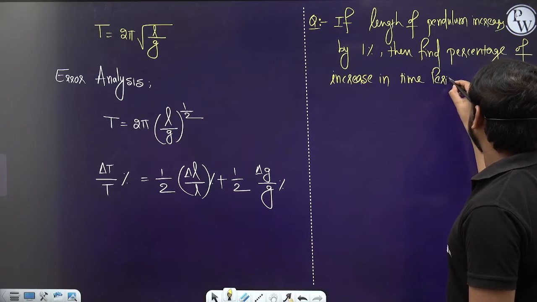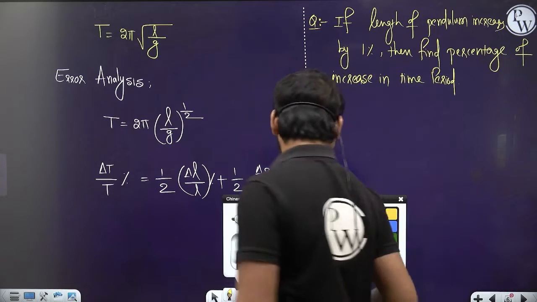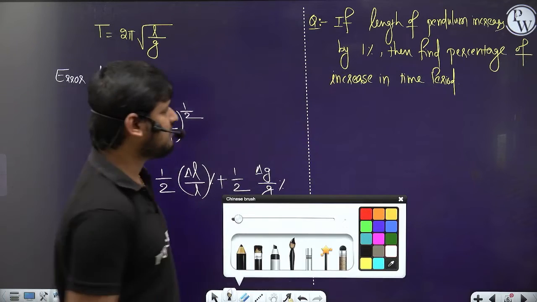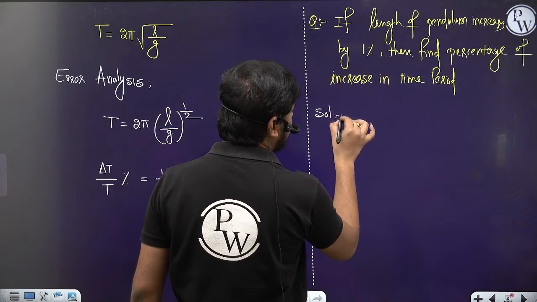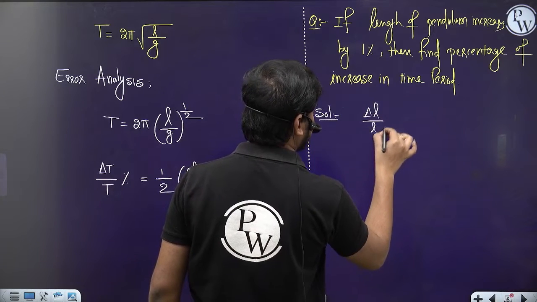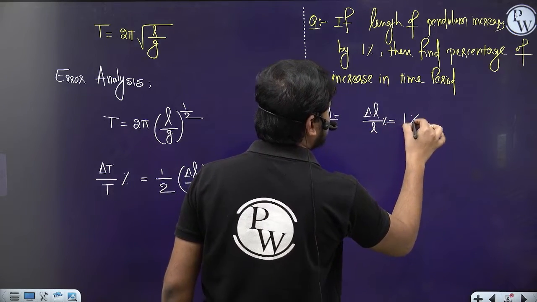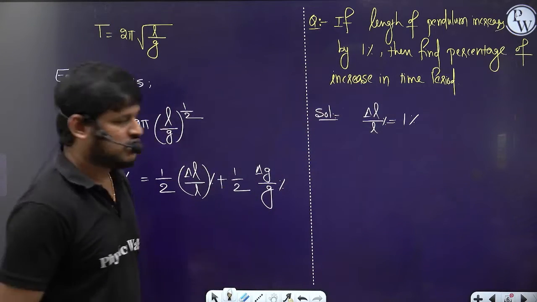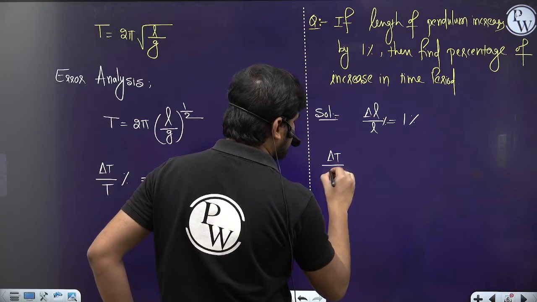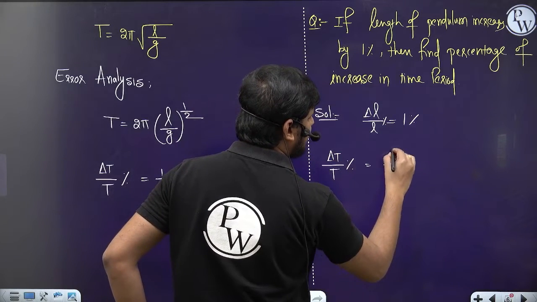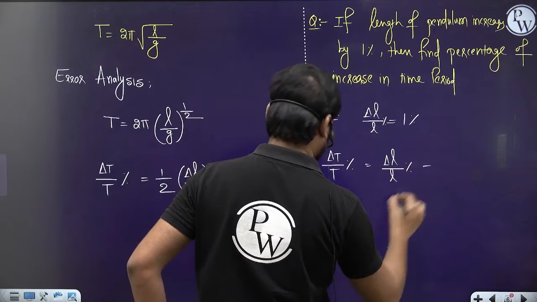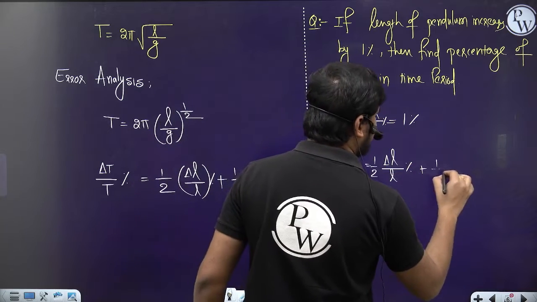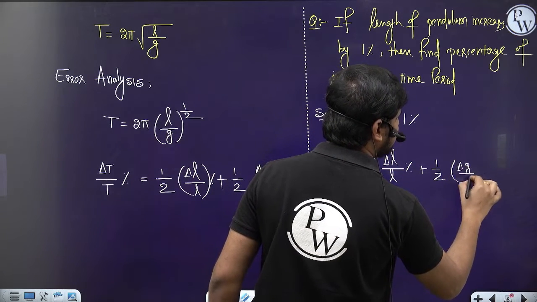Easy one, right? You know what information is given here? If the length of the pendulum increases by 1%, that means delta L by L percentage is given, which is 1%. I need the percentage change in the time period. So delta T by T percent is equal to 1 by 2 into delta L by L, plus 1 by 2 into delta G by G. The delta G by G you can consider as 0.